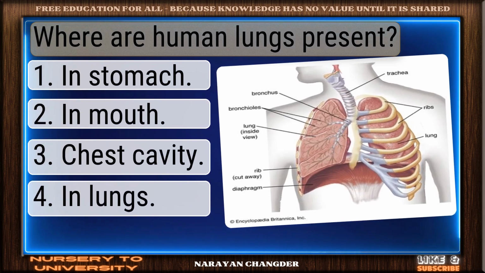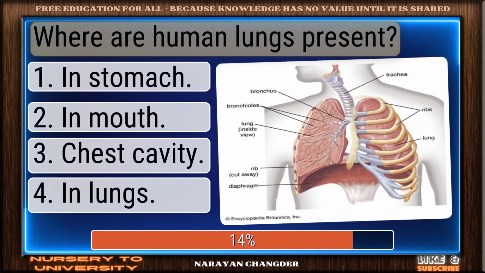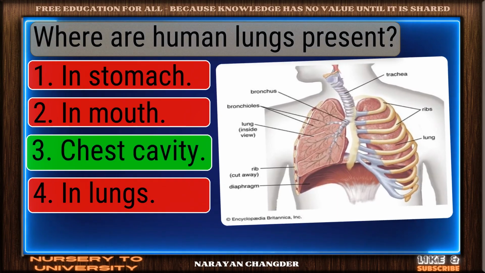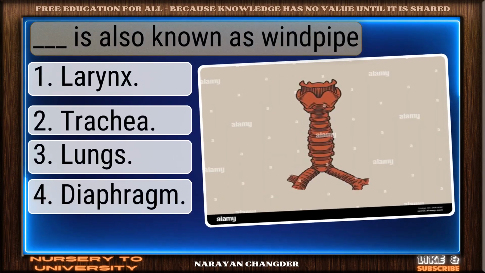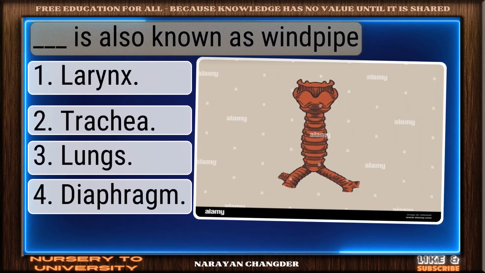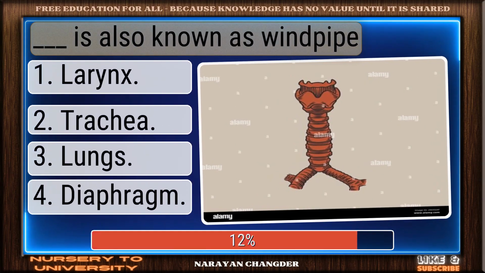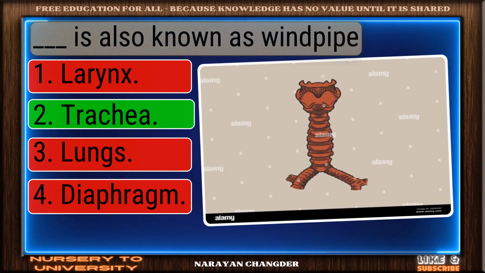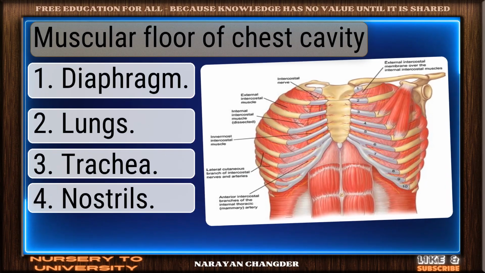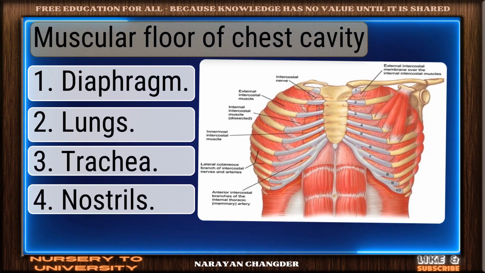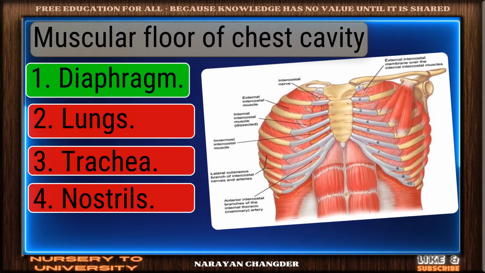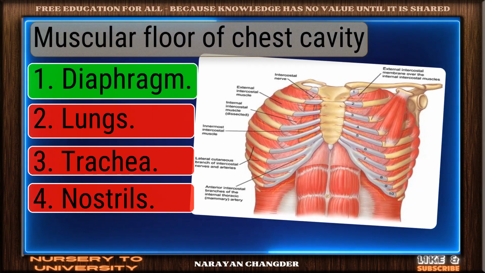Question number 220. Where are human lungs present? Excellent. Chest cavity is a brilliant choice. Question number 221. Dash is also known as windpipe. Good job. Your answer trachea works well here. Question number 222. Muscular floor of chest cavity. Valid point. Diaphragm is true.